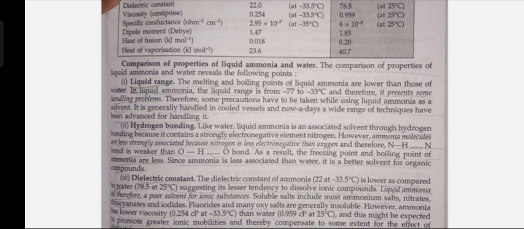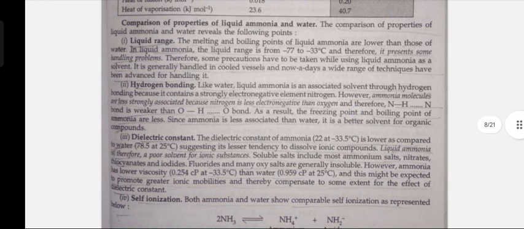Comparison of the properties of liquid ammonia and water. The comparison of the properties of liquid ammonia and water reveals the following points. Liquid range. First one: the melting point and boiling point of liquid ammonia are lower than that of water. In liquid ammonia, the liquid range is from minus 77 to minus 33 degrees Celsius, and therefore it presents some handling problems. Therefore, some precautions have to be taken while using liquid ammonia as a solvent.